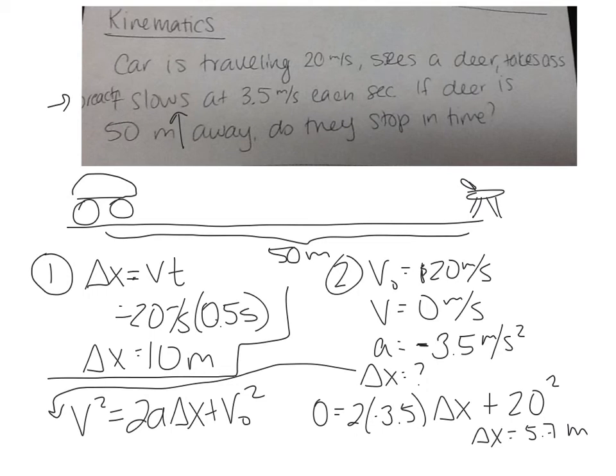So then we look at how far did it travel in the beginning, 10 meters, 5.7 meters, total delta x, 15.7 meters. So we've got plenty of time to stop before we hit the deer.